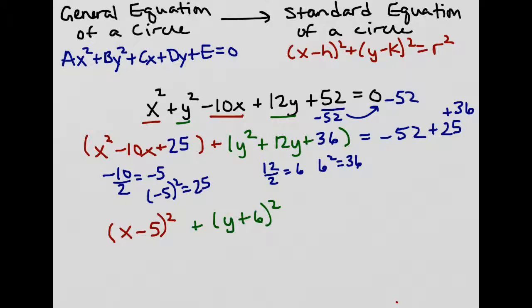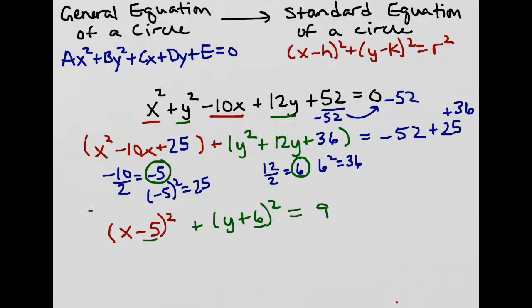You may have noticed that the b term, when we took half of it, gave us the number that we want to use in our factor. The same over here: my negative 5 became my negative 5 down here. So that's a shortcut method for getting our factors. And then on the right side, we still have to add all these numbers. So I'm just going to pull these into my calculator real quick. Negative 52 plus 25 plus 36 equals 9.